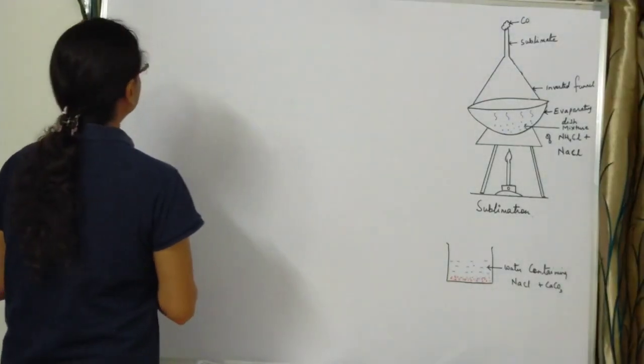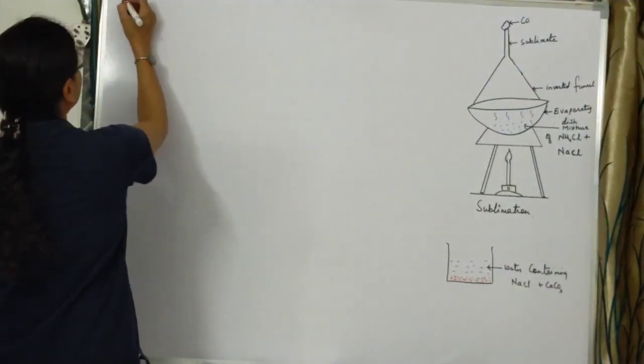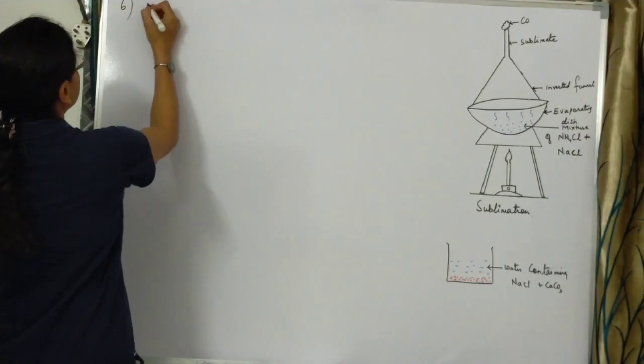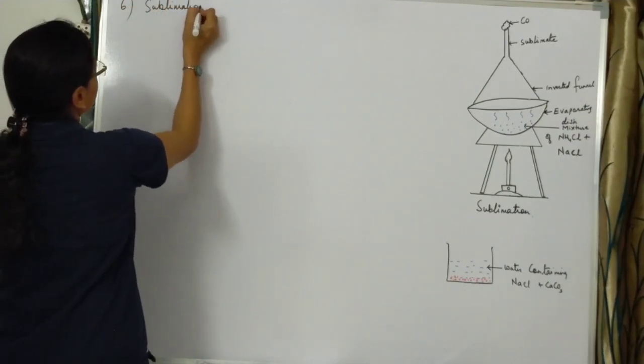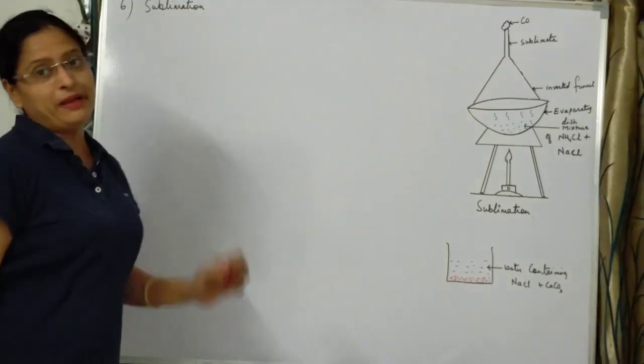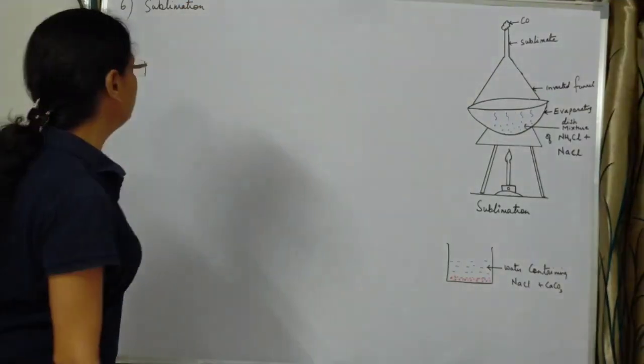Today we will start with the next method of separation of the mixture. Our sixth method of separation is sublimation. Now what is sublimation? First of all, let us understand what sublimation is.